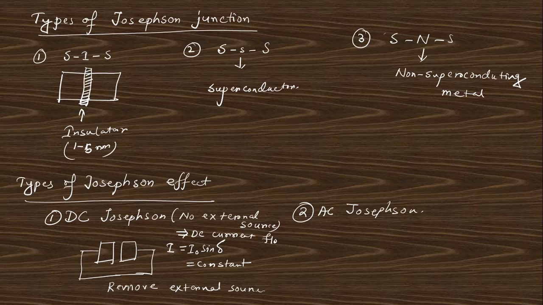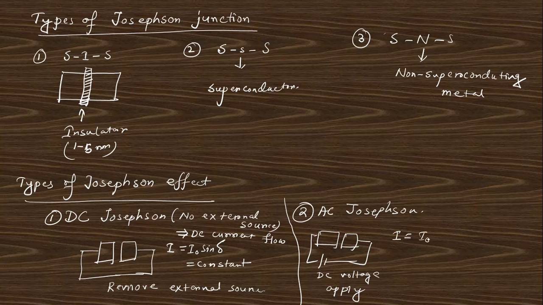Okay, this is the DC Josephson effect. On the other side, if there is a DC voltage applied, then there is an oscillation that occurs.